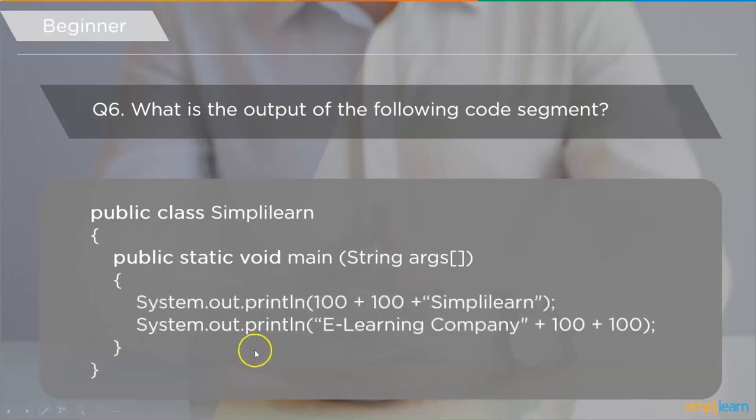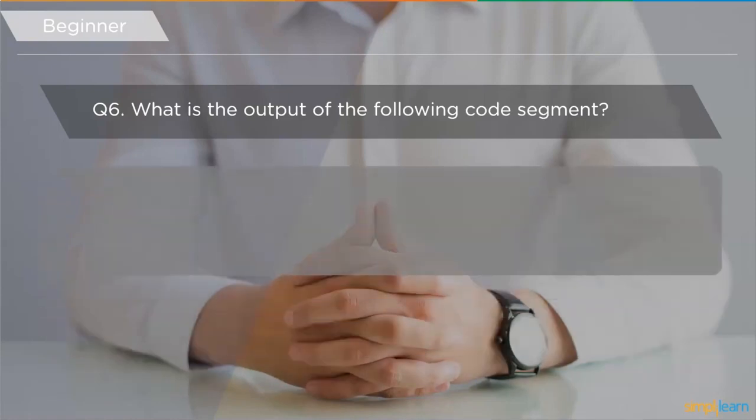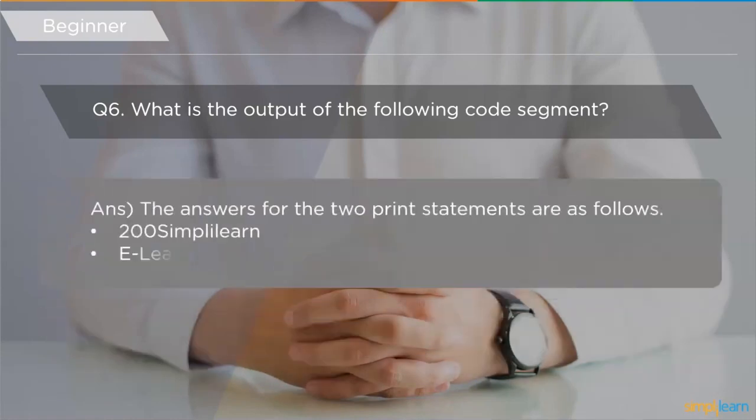So you can see our question has two printf statements. The first one has 100 plus 100 plus a string which is Simplilearn. And in the second printf statement, we have a string that is e-learning company plus 100 plus 100. So what will be the output of these two printf statements? So the answer for this question is really simple. So we'll be having 200 Simplilearn as the first output and e-learning company 100100 as the second output.